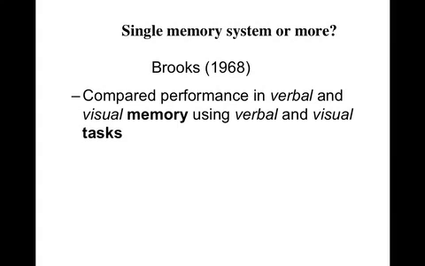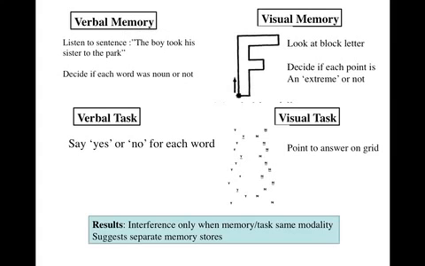So is short-term memory a single memory system, or is it multiple memory systems? So we have the visual short-term memory. It seems like there's visual memory. It seems like there's auditory memory. The question is, are these in fact distinct from one another? And so Brooks did a study where he compared performance in verbal and visual memory tasks using verbal and visual responses.